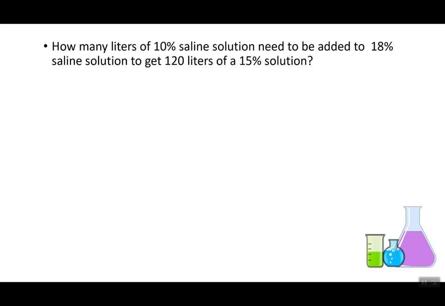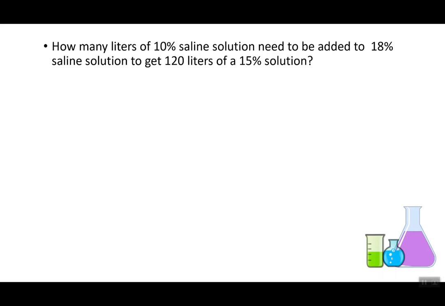Last one: how many liters of 10% saline solution need to be added to 18% saline solution to get 120 liters of a 15% solution? So we have two different types of saline, one that's 10%, one that's 18%. But what do we really want? We want 15%, and this time we know we need 120 liters.